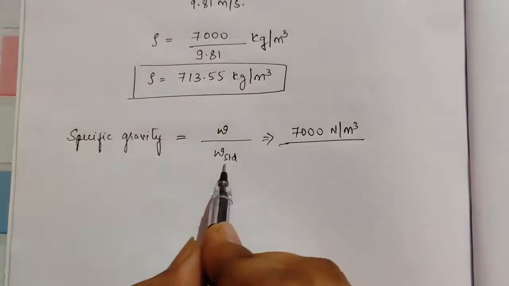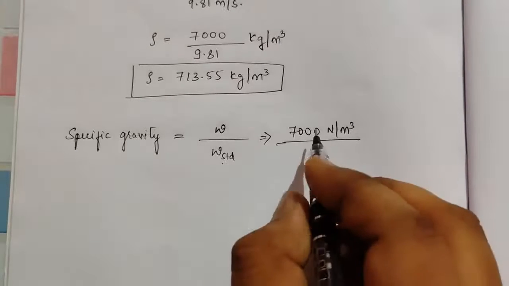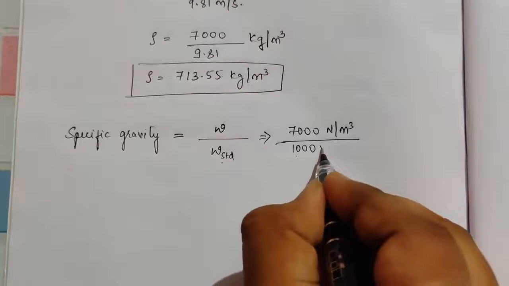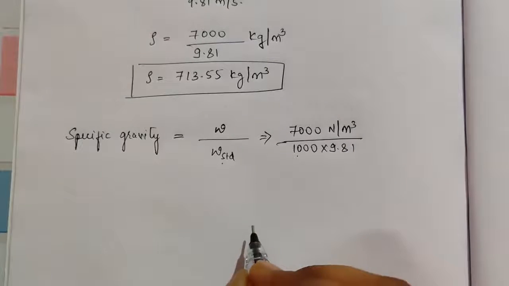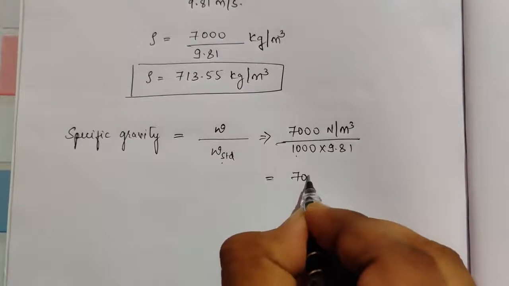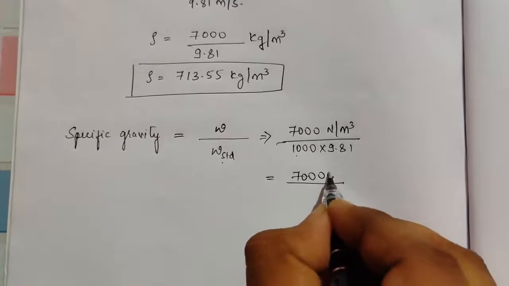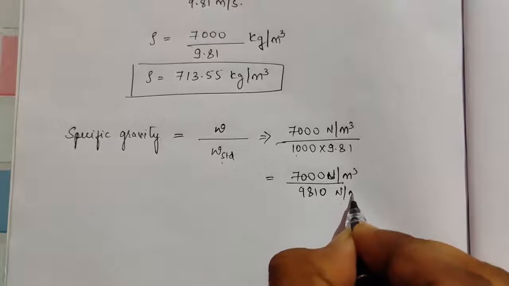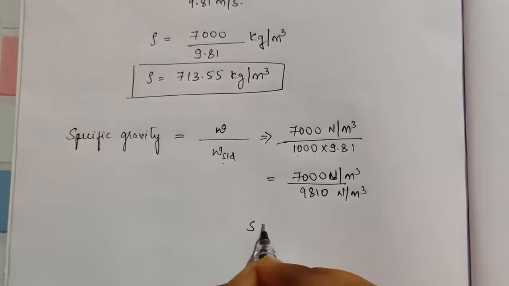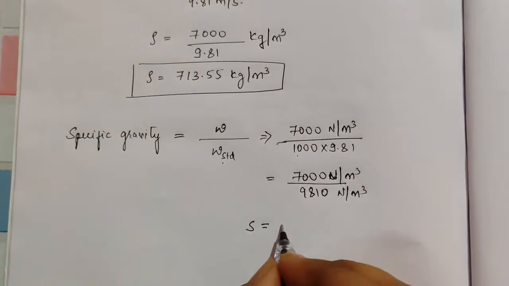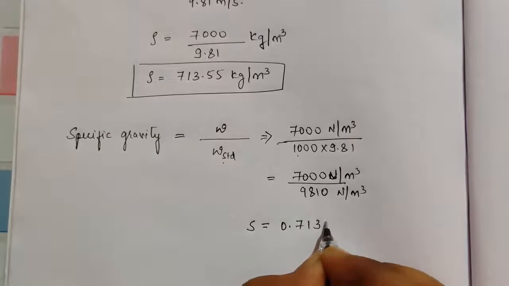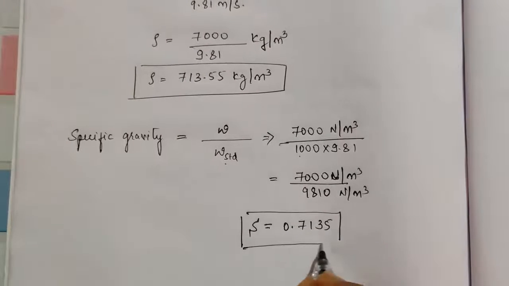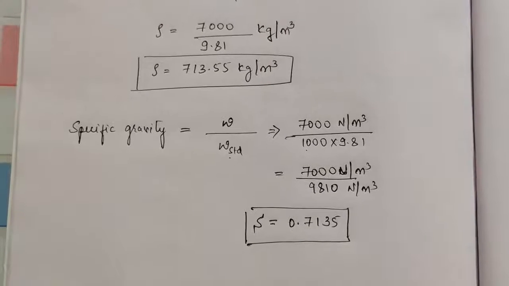So 7,000 Newton per meter cube. I already told you the weight density of water. It is nothing but 1000, the density of water, into 9.81, or you could directly take 9810 Newton per meter cube. Then the specific gravity we are getting is 0.7135, which is a dimensionless quantity. Okay.